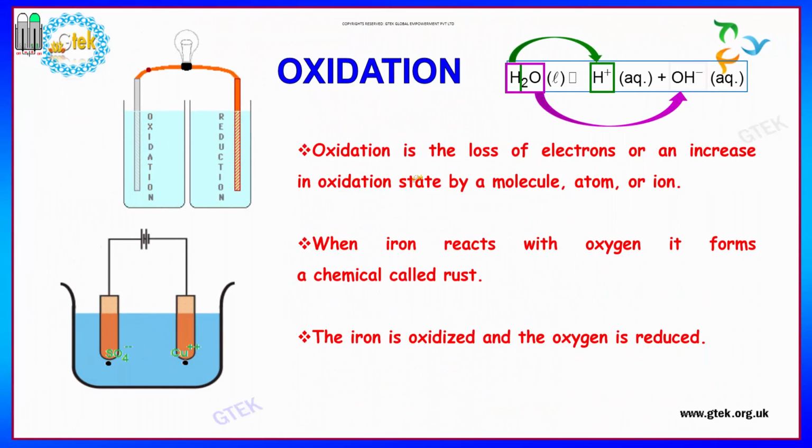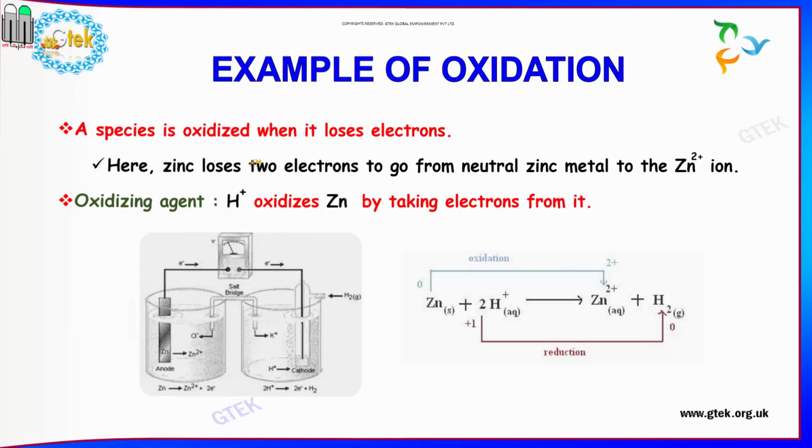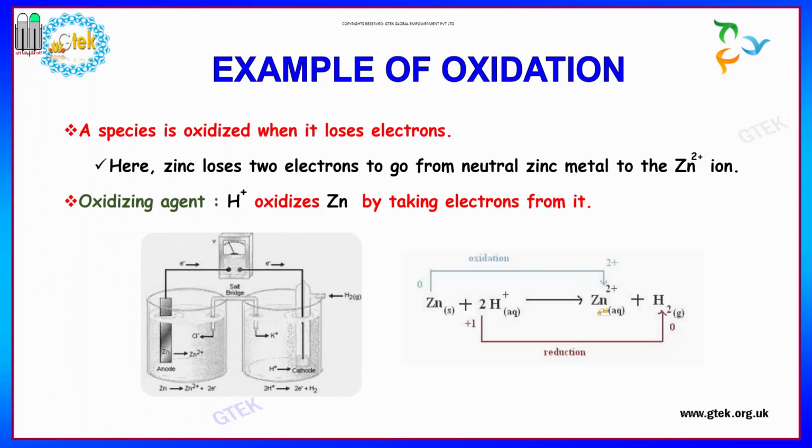Moving further, oxidation is the process of electron loss or an increase in oxidation state by a molecule. When iron reacts with oxygen, it forms a chemical called rust. The iron is oxidized and the oxygen is reduced. So loss of electrons, that's called oxidation. You can see here zinc becomes Zn2+. It lost 2 electrons and became a zinc 2+ ion. So it is oxidized. This process is called oxidation.